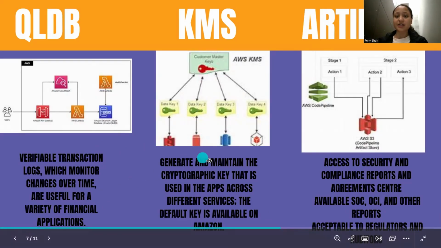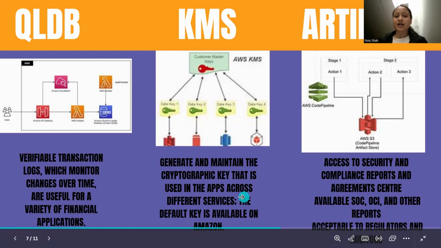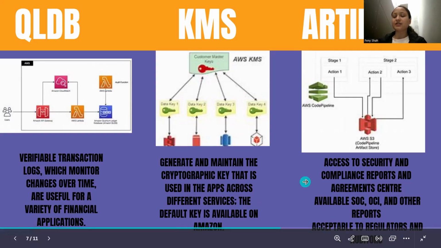Next one is KMS. KMS also helps to maintain the cryptographic keys across the app in the different services. This is available in Amazon, so you don't need to be worried about that. You can easily make a KMS key using AWS. And the next one is Artifact.